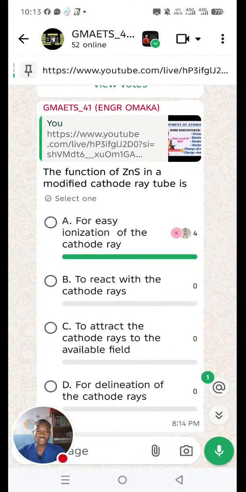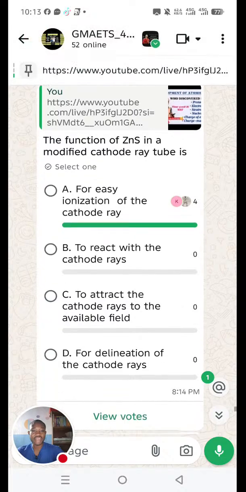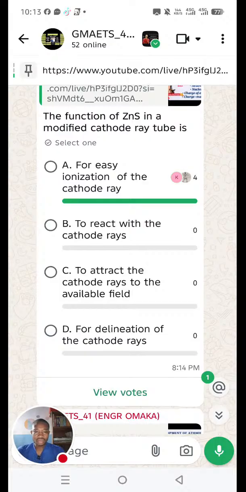Next question. The function of zinc sulfide in a modified cathode ray tube is: Option A, for easy ionization of the cathode ray. No, that's not the answer. The majority that answered went for that option, but it's incorrect. Option B, to react with the cathode rays. That is wrong. Option C, to attract the cathode rays to the available field. That is wrong. Option D, for delineation of the cathode rays.